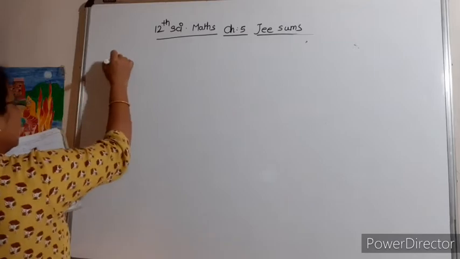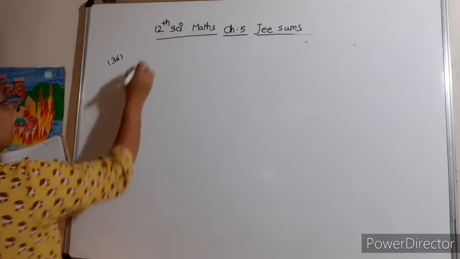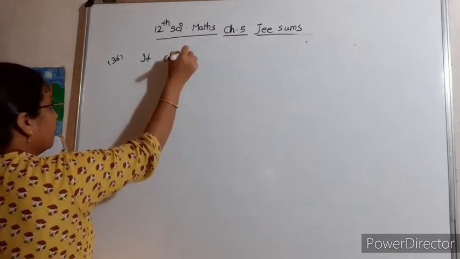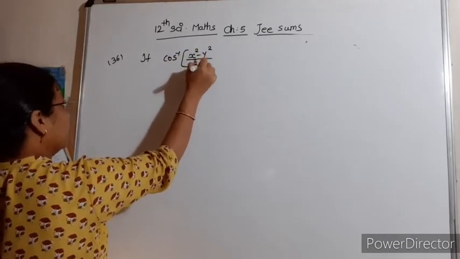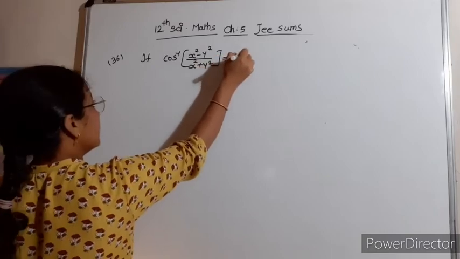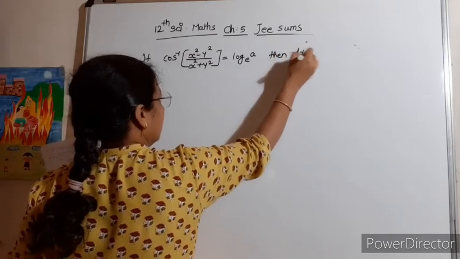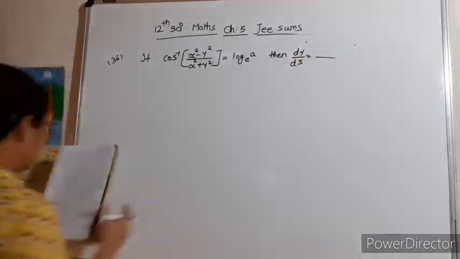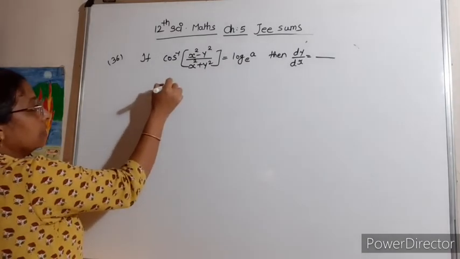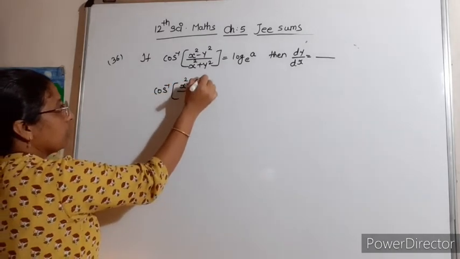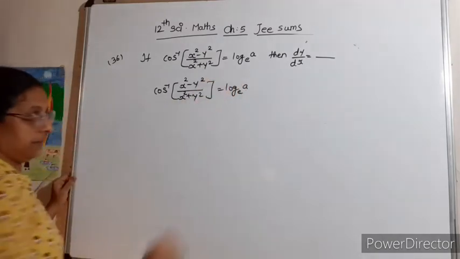Question number 36 is: if cos inverse of (x square minus y square upon x square plus y square) is equal to log a base, then dy by dx is equal to dash. Okay, so here cos inverse of (x square minus y square upon x square plus y square) is equal to log a base, right?